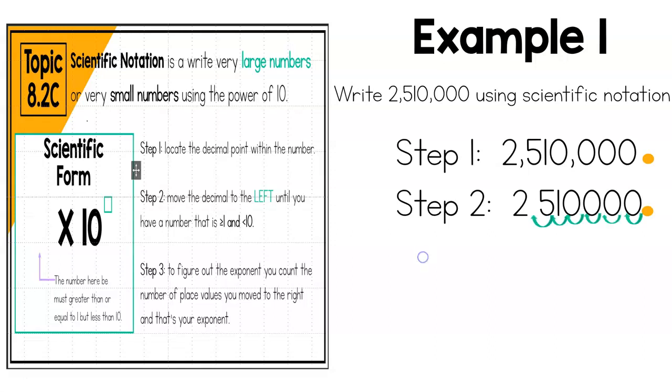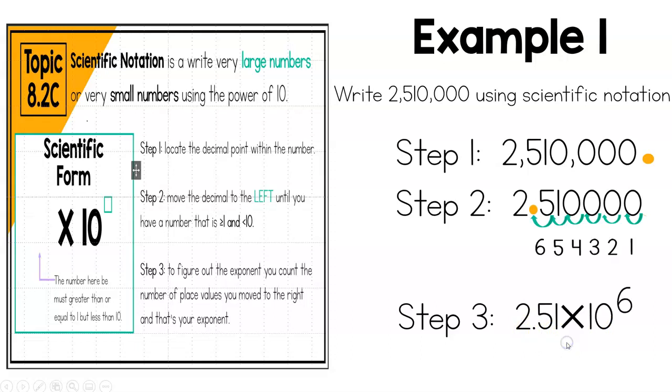Okay, so we're moving it. We end up between here, which gives us the decimal 2 and 51/100, which again falls between greater than or equal to 1 but less than 10. Step 3, now we can write it with the power of 10. So again, we have 2 and 51/100. We moved it 6 spaces, so we have 10 to the power of 6. Again, the number of place values we moved was 6, which is equivalent to our exponent, which is also 6.